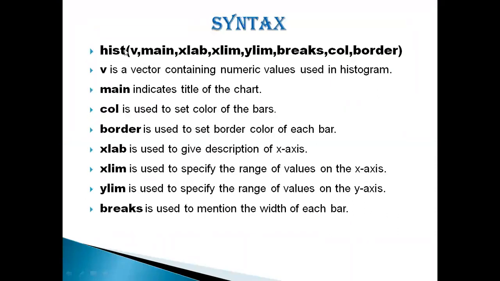So this is the syntax of a histogram. p is the vector, main is the title, xlab is the description of the x-axis. And the new thing here is xlim and ylim. They are used to specify the range of values on the x-axis and y-axis. And breaks is used to mention the width of each bar.